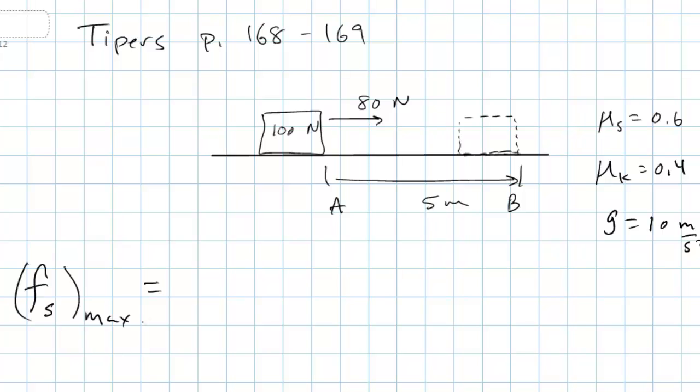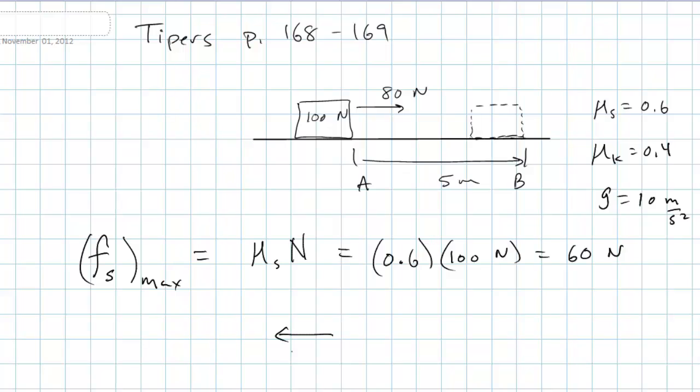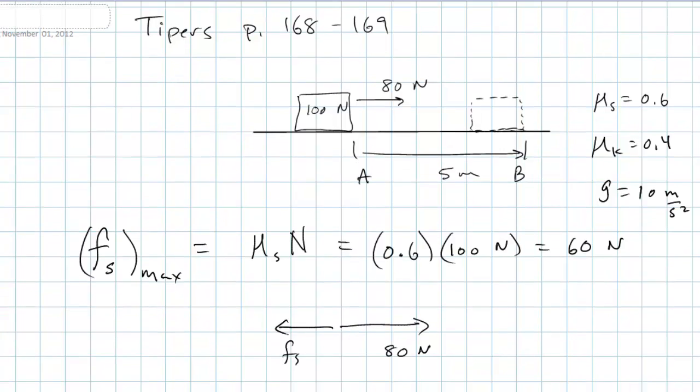If there's a maximum static friction force that's going to be 60 newtons, and we're pulling with a force of 80 newtons. So there's a maximum static friction force of 60 newtons to the left, but we're pulling with a force of 80 newtons to the right, so static friction cannot prevent the box from moving. It will move, and then we don't have to worry about static friction anymore. All we have to worry about is kinetic friction.